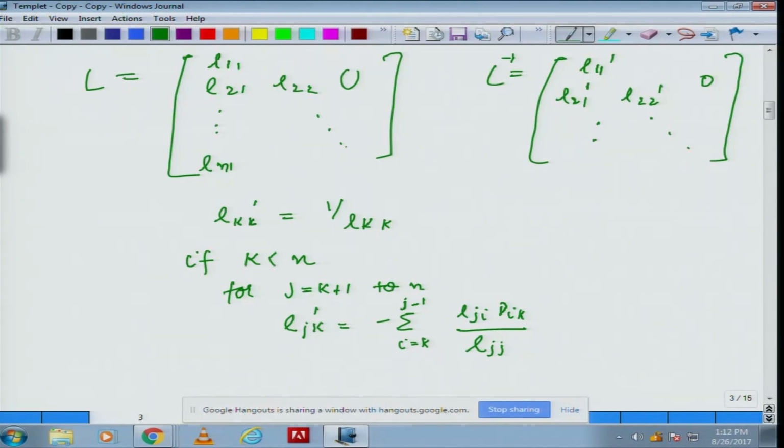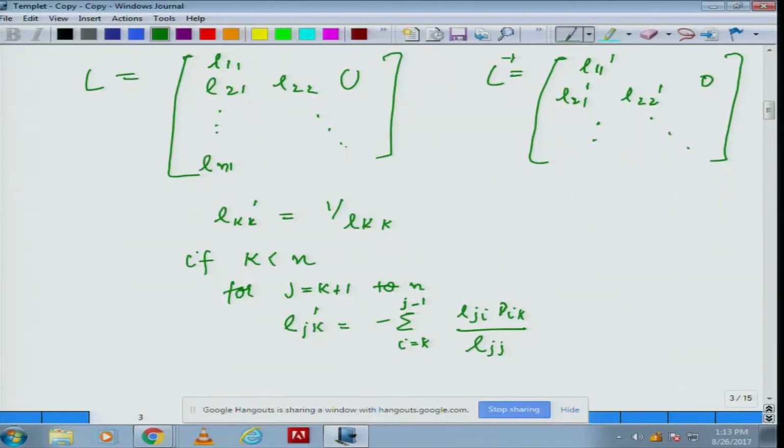If you follow this process, you will get the inverse of any n cross n triangular matrix. This has been shown for a lower triangular matrix. If we just transpose it, we will get it for an upper triangular matrix. So it's just trivial. Now, going to the next question.